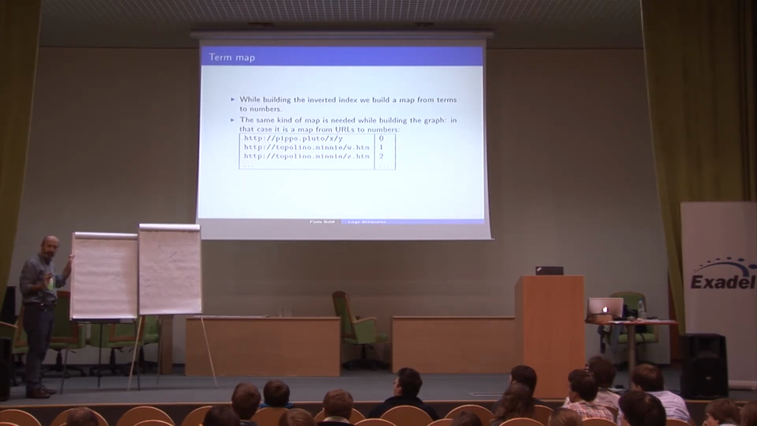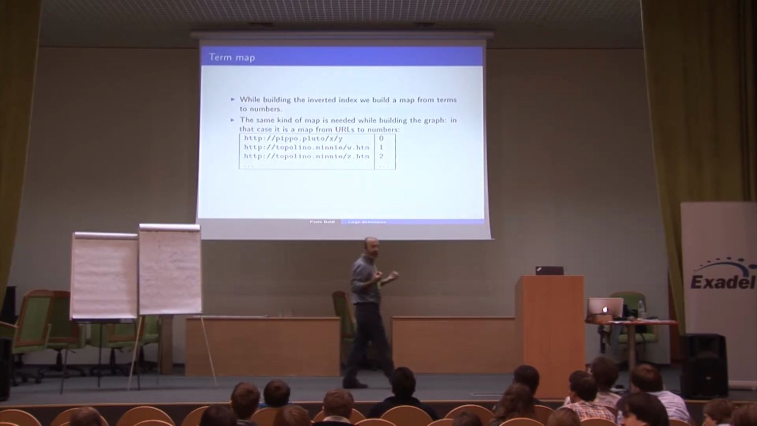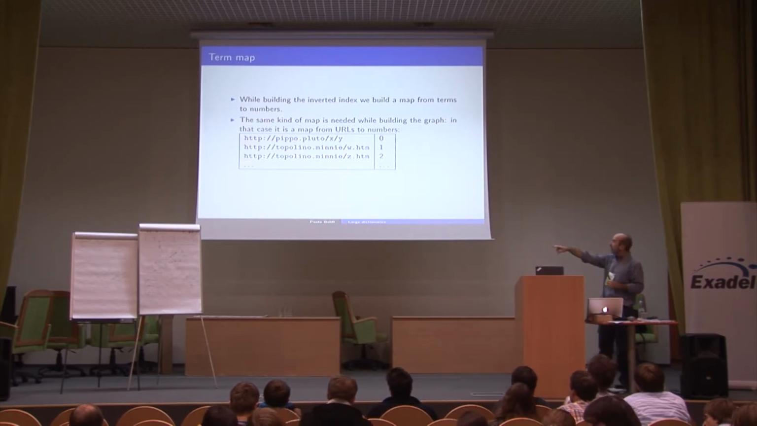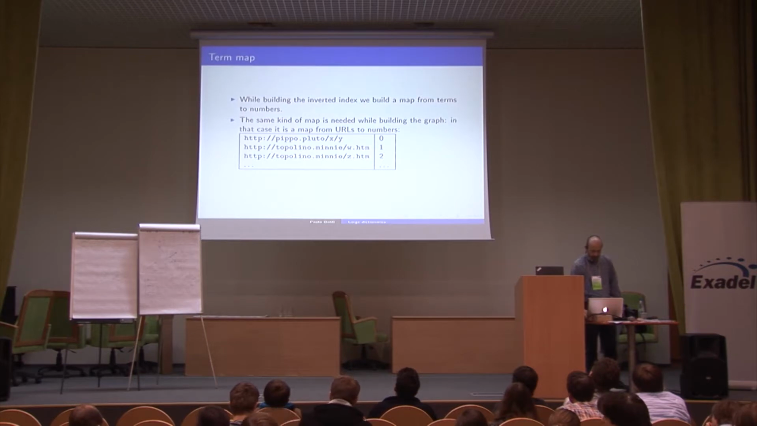Do you see the problem? Okay. So what you need is a rapid and efficient way to map URLs into numbers. If you have n URLs, you want to map them into the numbers between 0 and n-1. So you need a map from the left-hand side to the right-hand side.